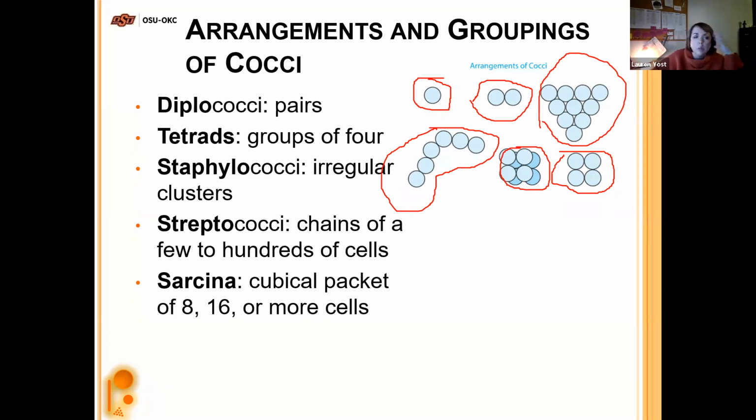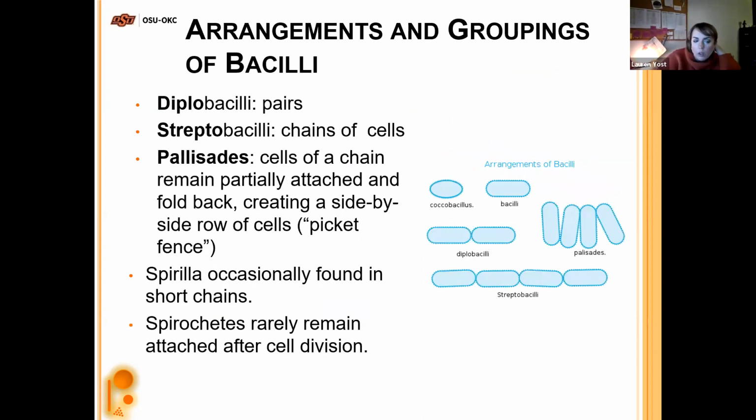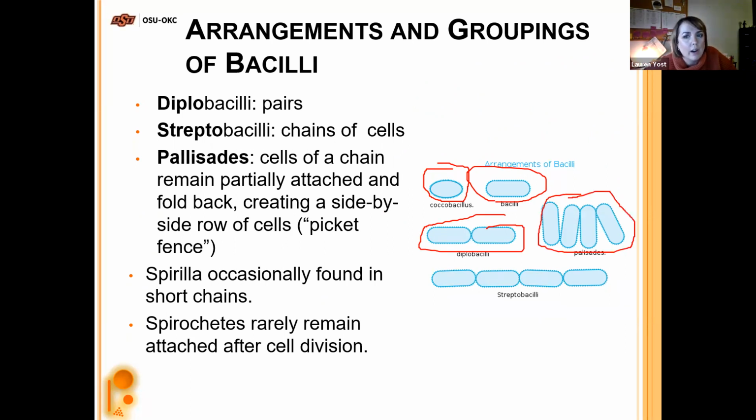So this is diplo, tetrad, staphylo, strepto, and sarcina. These can apply not just to the cocci, but to the bacilli as well. This is the arrangement more than it is the shape. So diplobacilli, moving on to the bacilli, that's a pair of bacilli. So we have the monobacilli, the coccobacillus, which is a combination of both to get you real confused. Diplobacilli, two of them. Palisades are made end to end, so they're still stuck together on their little ends, however they divide. And that looks like a picket fence.